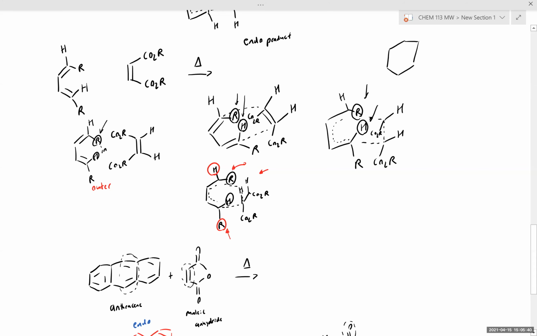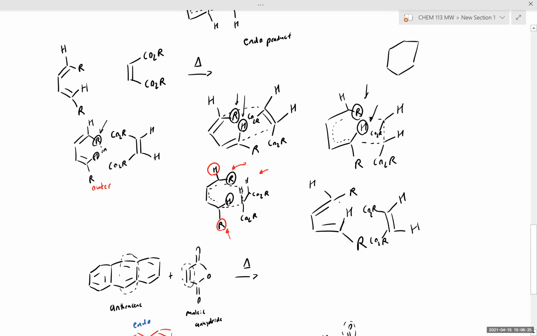So to help redraw this, to make it a little bit easier to see this side-on approach and to help us understand why these inner substituents are pointing up, let me draw this a little bit more suggestively. Okay, so when your diene approaches the dienophile, the approach occurs endo from the same face as your withdrawing groups.